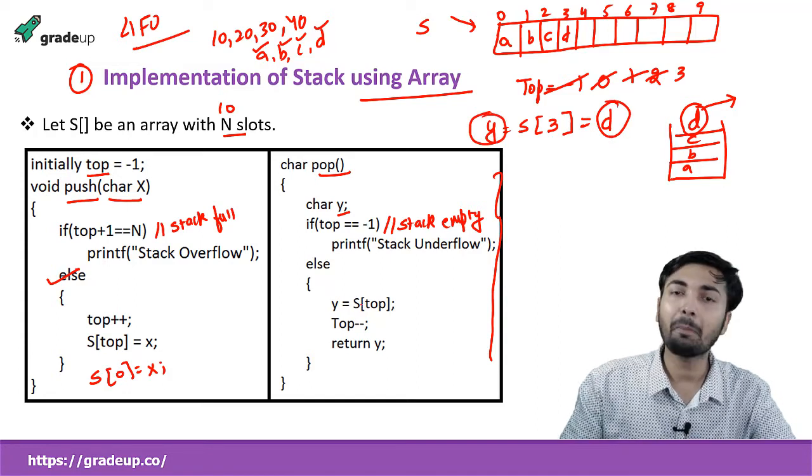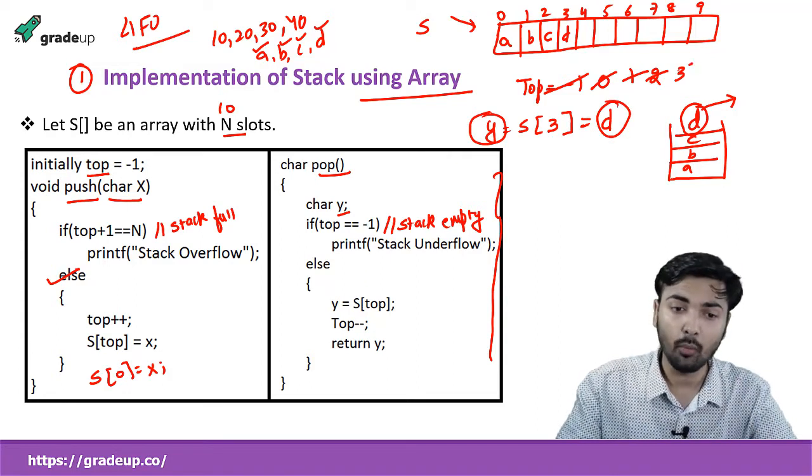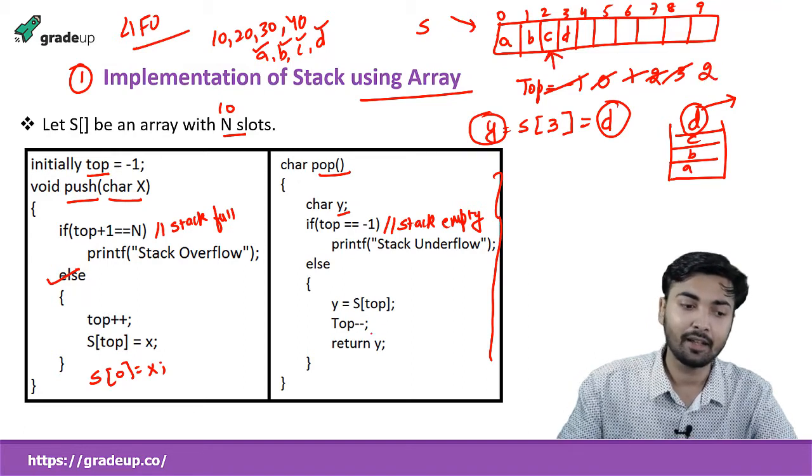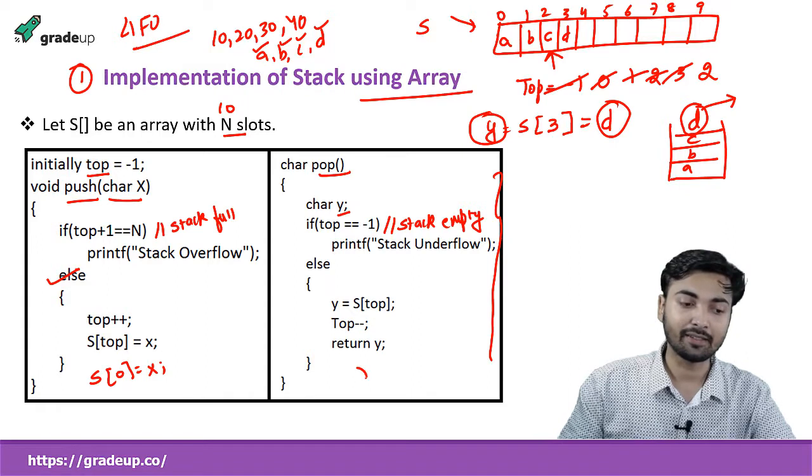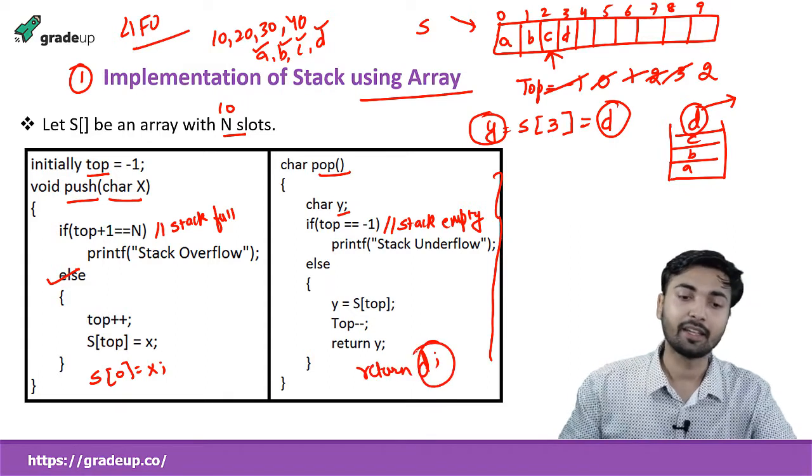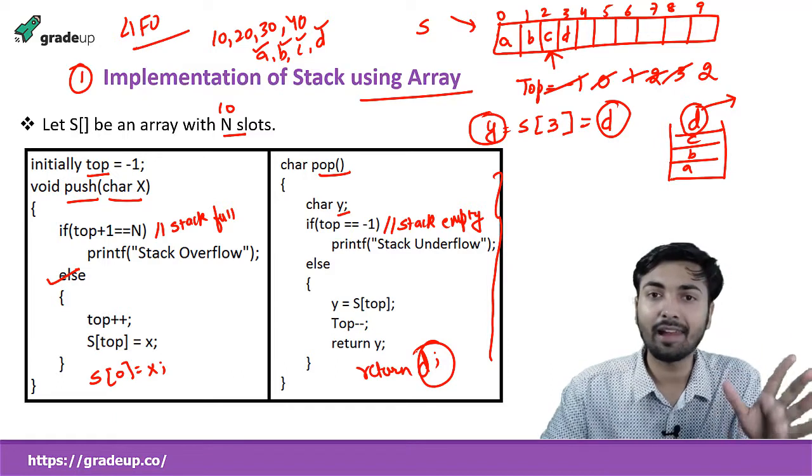Okay. Now top minus minus. Decrement the value of top. This 3 again becomes 2. Now your top is here. And then return Y. Yes. Return D. Got it? After popping, I got the value as D.